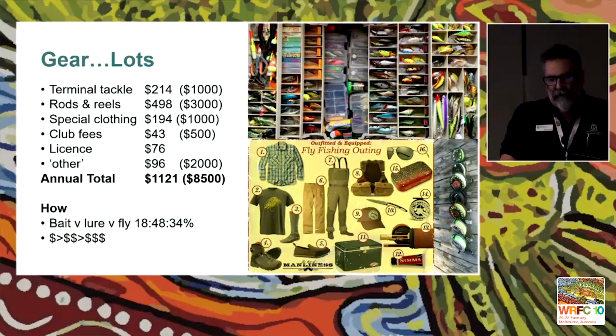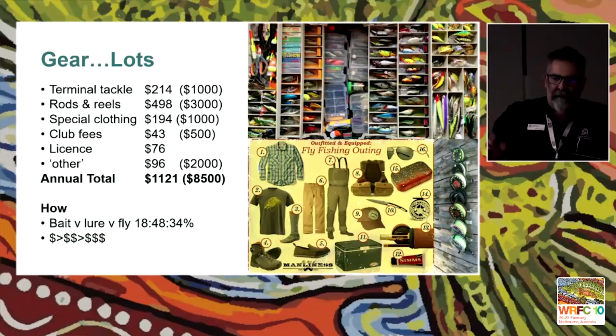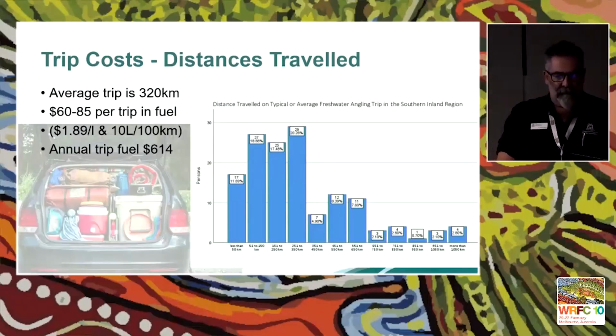A question we pondered, but it's pretty hard to answer, is what proportion is spent in regional general stores or at a servo versus a metro big box tackle shop or online. We're going to have a bit more of a look at that because that's where those dollars become sticky at a regional level. And they're gear-intensive methods with high-value equipment.